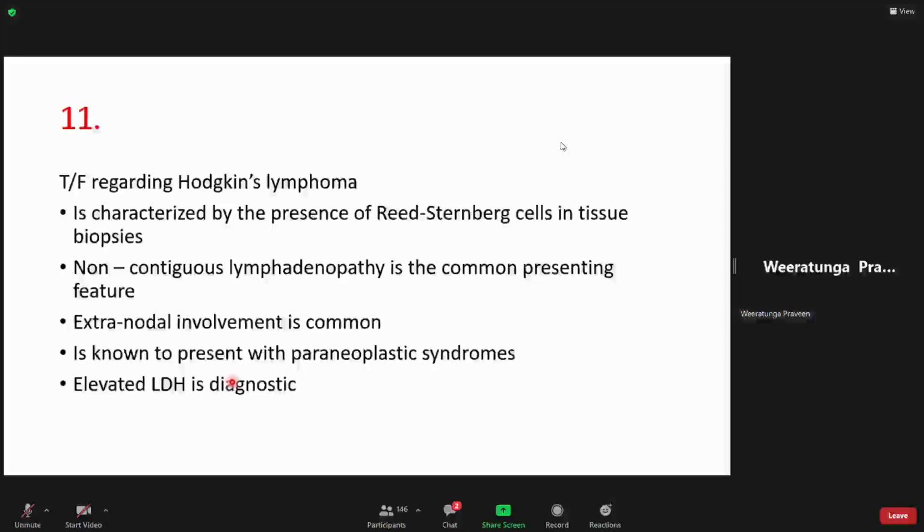Extranodal involvement is common with non-Hodgkin's lymphoma, where the lymphoma spreads outside the node into the bloodstream and into the bone marrow.